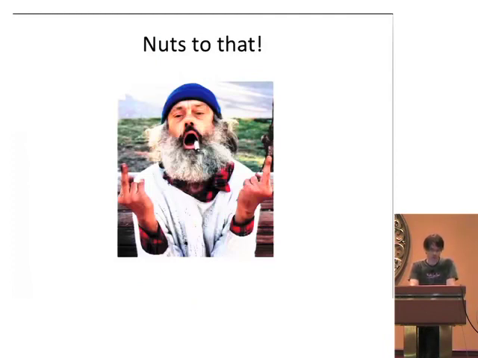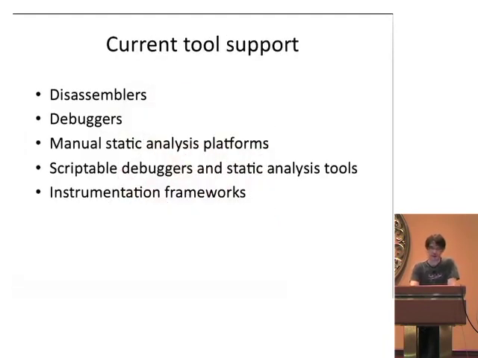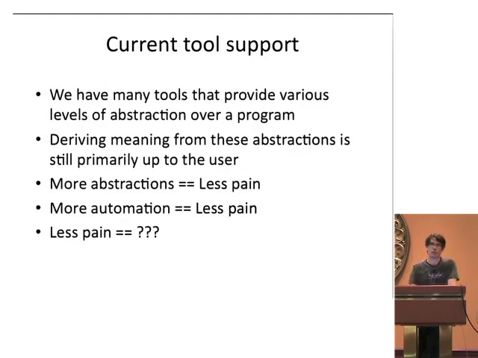So, current tool support: disassemblers, debuggers. We have manual static analysis platforms that nobody really uses. We have scriptable debuggers and static analysis tools, and we have instrumentation frameworks. Realistically, none of these provide a whole lot of automation in terms of actually understanding code. They represent the underlying code, but they don't really give you an understanding of what it does.